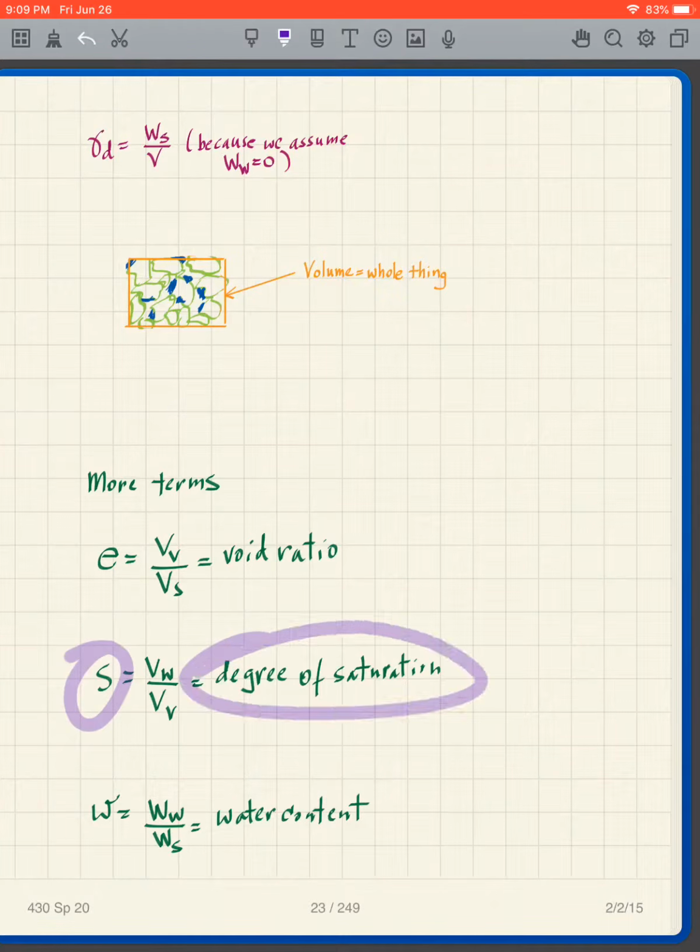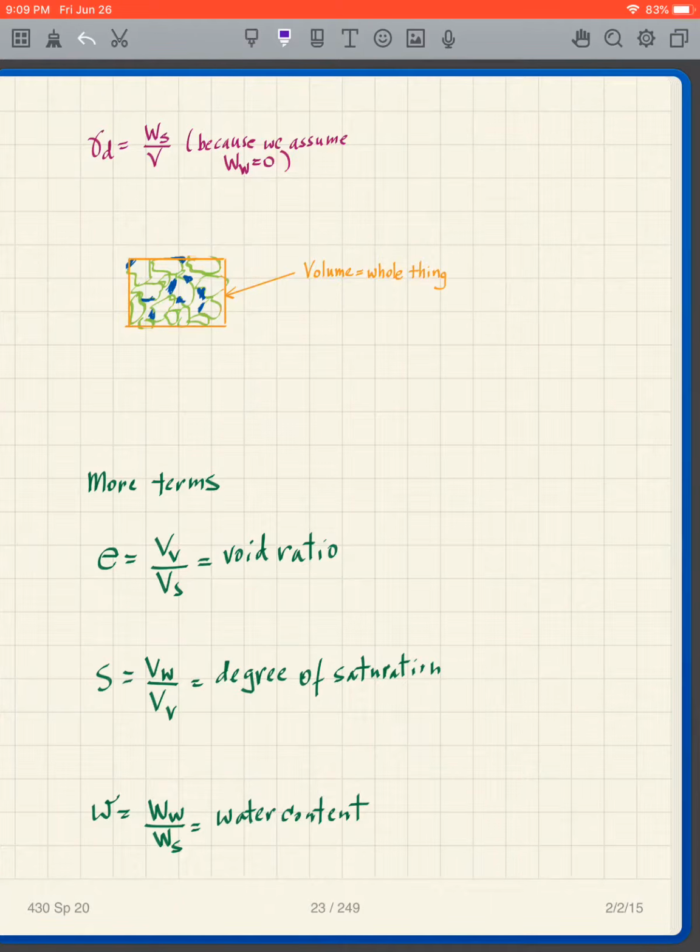S is the degree of saturation. What is that? That's volume of water over volume of the voids. Now, when the soil is saturated, what do I know? Well, I know that the volume of the water equals the volume of the voids, and that means that S is equal to 1 when the soil is saturated. So if I give you a problem that says the soil is saturated, that means that capital S is 1, and again, the volume of the water equals the volume of the voids.